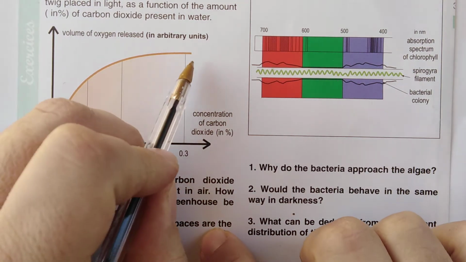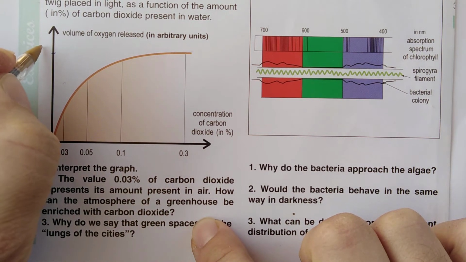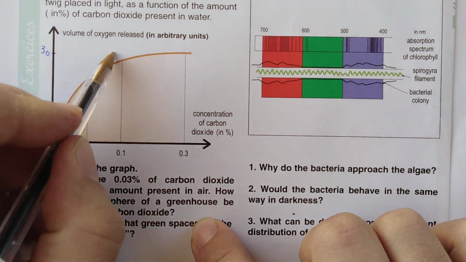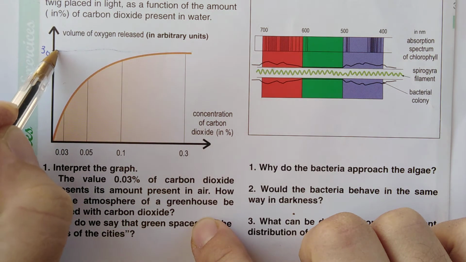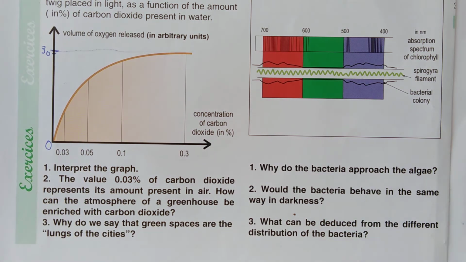Let's consider that the volume of released oxygen is 30 AU. Okay, 30. No, it is 30. Okay, 10. So let's start now.